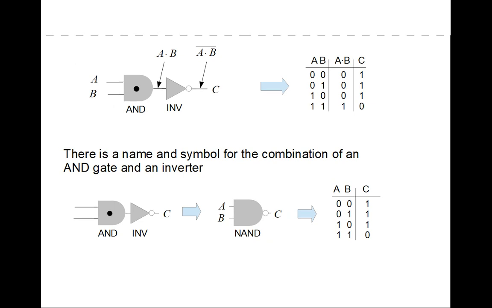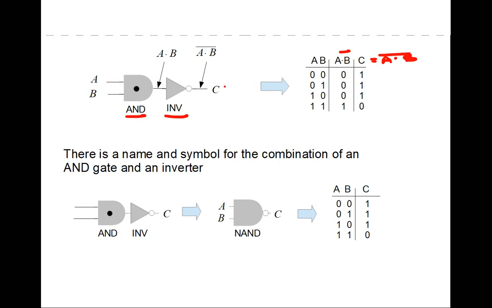Okay, and so we can do other combinations of gates. This combination of gates is an AND followed by an inverter. And so as we indicated before, this is what the AND function would look like. And then because we put a not, this would be A dot B not, because of the inverter. So this is what C would be. And it looks like the inverse of what an AND gate would be, which you would think so. This is so common that it is given a name of NAND, not AND, and it's given the symbol indicated here, which looks like an AND gate with a little circle on the end of it.